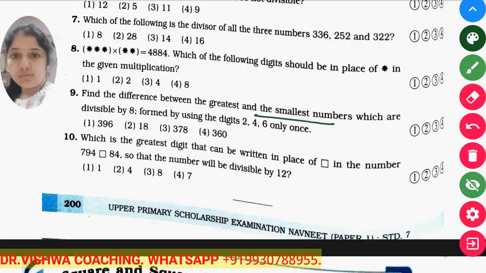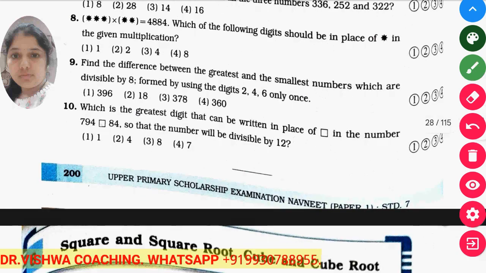Now you have to form the greatest and smallest number which are divisible by 8. It should be divisible by 8 and formed by using the digits 2, 4 and 6. So you have to keep in mind the divisibility test for 8, and then you can form the greatest and smallest number, and then find the difference between them.